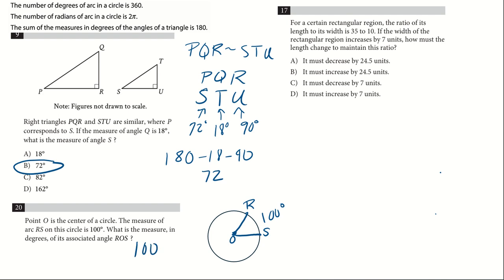So that means that the measure of angle ROS has to be 100 degrees. Pretty straightforward there. Number 17, for a certain rectangular region, the ratio of its length to its width is 35 to 10.